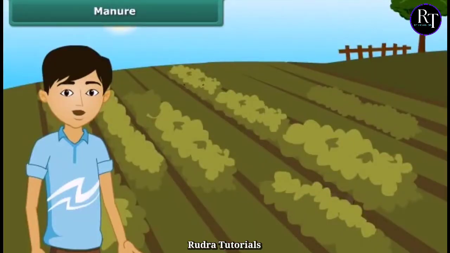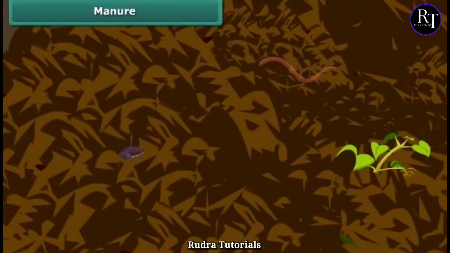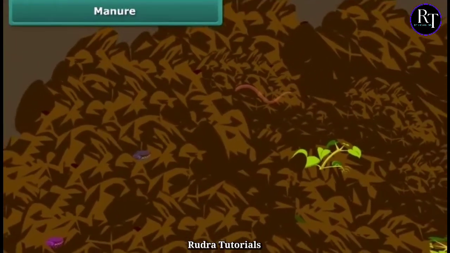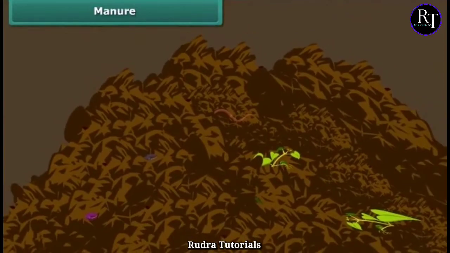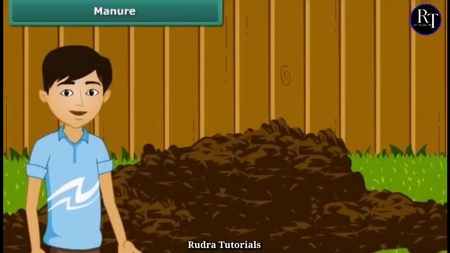Friends, now let us move on to the next topic of this module. I'm sure you must have heard the term manure many a time. Do you know what it is? Okay, let us see. Manure is an organic substance obtained from the decomposition of plant and animal wastes. To make it, farmers dump plant and animal wastes in pits at open places where it is decomposed by microorganisms.